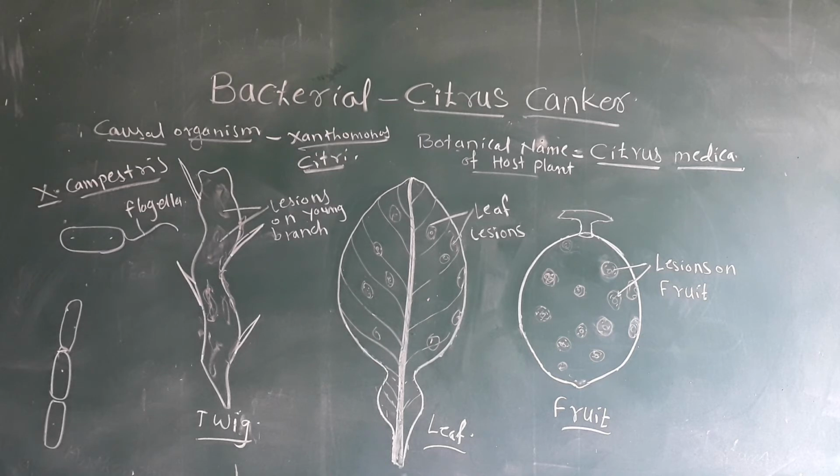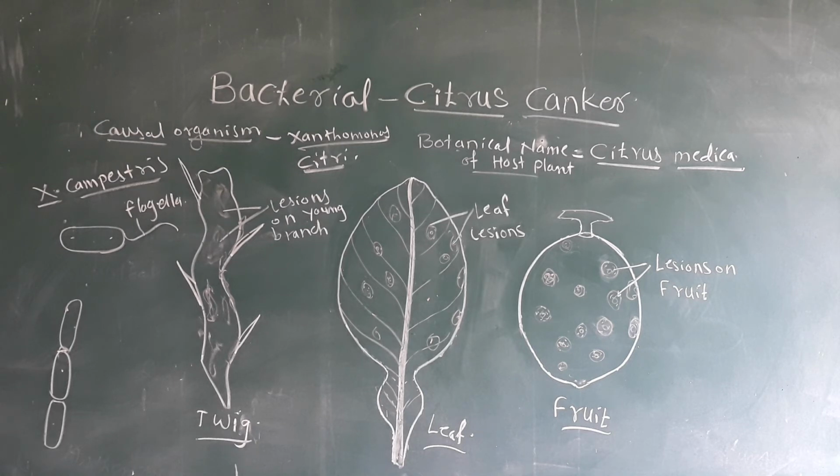Then the next part is the disease cycle. The bacterium responsible for this disease is Xanthomonas campestris or Xanthomonas citri, and it enters into the plant body through wounded portions as well as through the surface of the leaves and fruits. Openings like lenticels or stomata are present, and through these stomata and lenticels the bacteria enter inside the host tissue and multiply in the intercellular spaces.